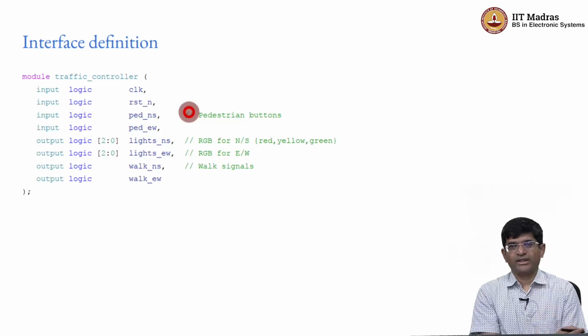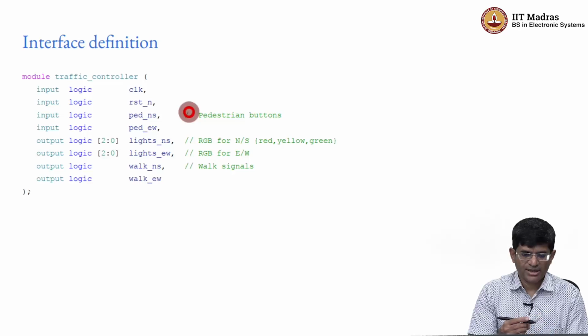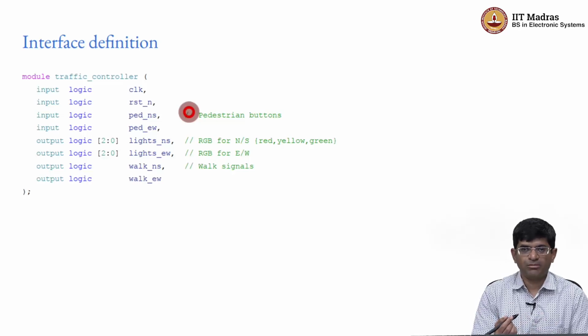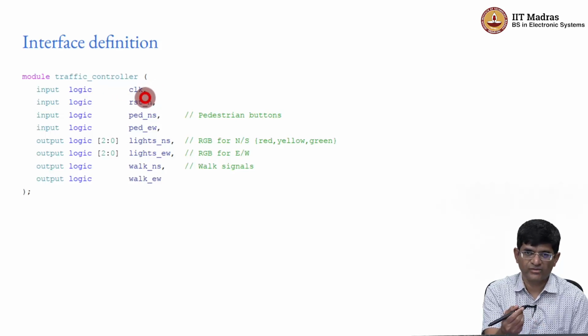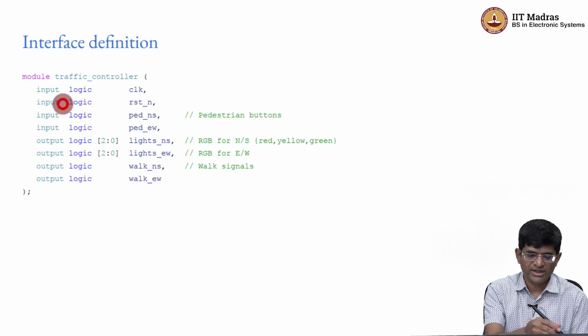Okay, so now let's look at implementing all of this, right? What does the interface look like? And this is typically the first step that you need whenever you go through the process of implementing logic, right? We want to have a traffic controller and we define its interface with the outside world, which is basically the set of inputs and the set of outputs.